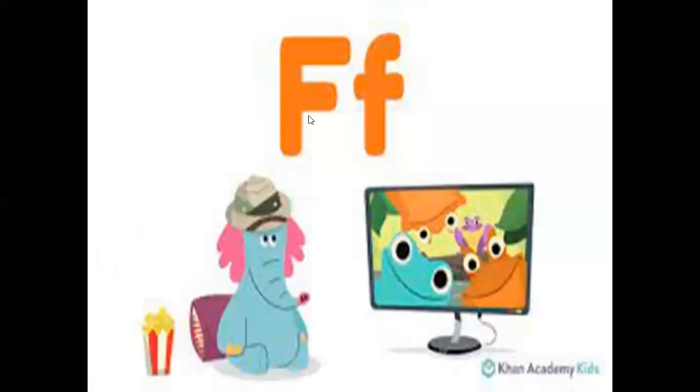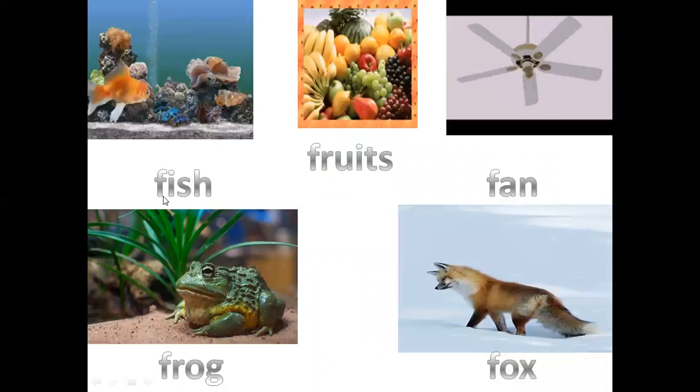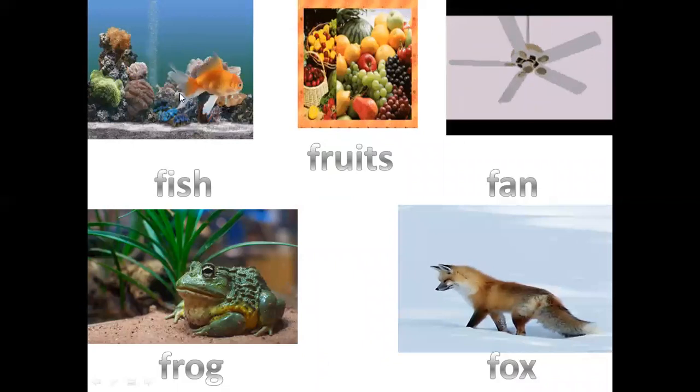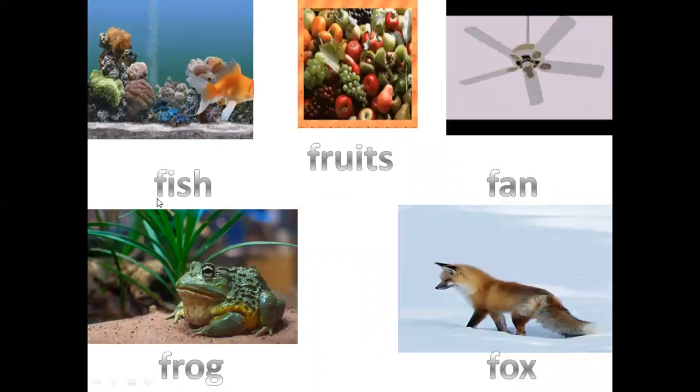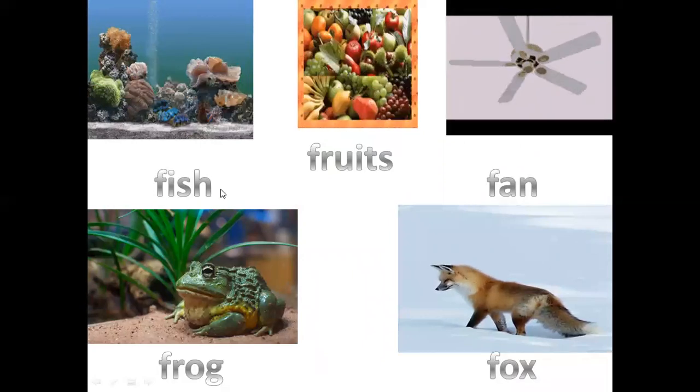Now look at this. This is our letter F. Capital F, small f, big F, small f, or mama F and baby F. Let's start. What is the sound of the first letter F in this? And what is the picture here? Fish. F, fish.